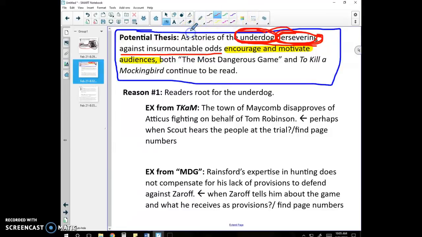Why did Ms. Hain include that? Who cares? Why is that a big deal? Is it just funsies? It's just there for fun. Actually, the reason it's there is because your assignment is to articulate why these are still being read, right? And so I'm not just saying these stories are related because they have underdogs and these underdogs persevere.